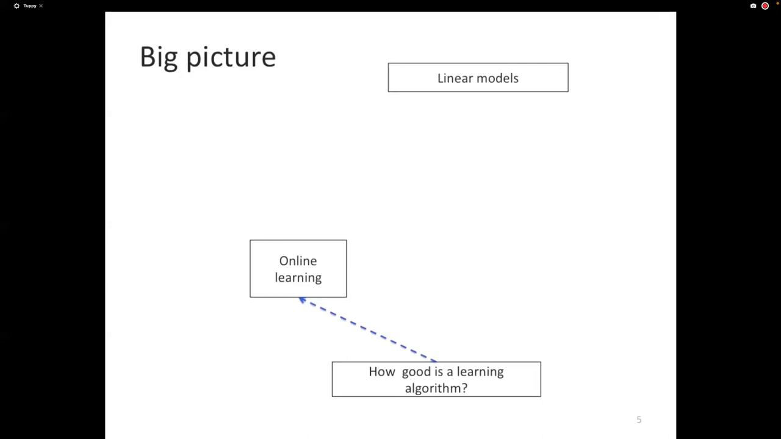This question of how good a learning algorithm is can be answered in many different ways. One way to answer that question uses the theoretical framework of online learning. And when online learning meets linear models, you get named algorithms, like Perceptron. There's an algorithm called Winnow, or the multiplicative weight update algorithm, which we will not see. But we'll go into quite a bit of detail with Perceptron.